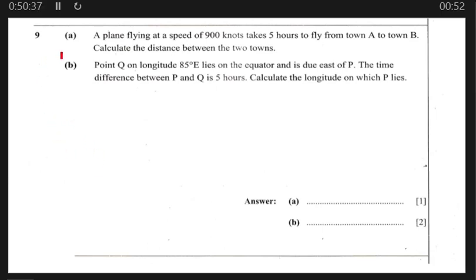Let's move to another question, which is question number 9. Question number 9 says a plane flying at a speed of 900 knots takes 5 hours to fly from town A to town B.